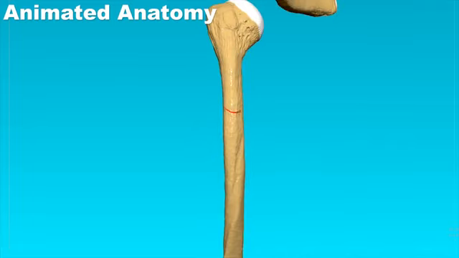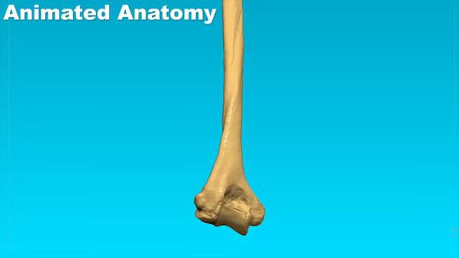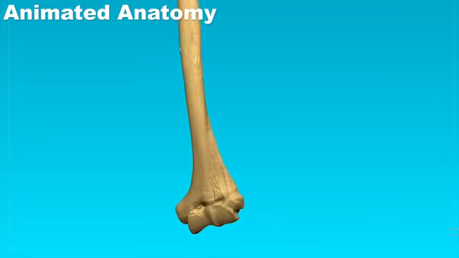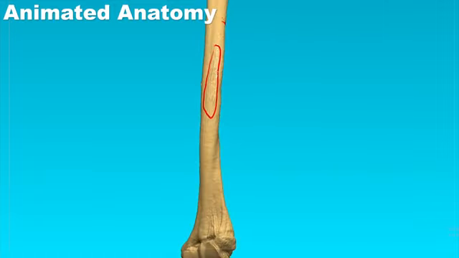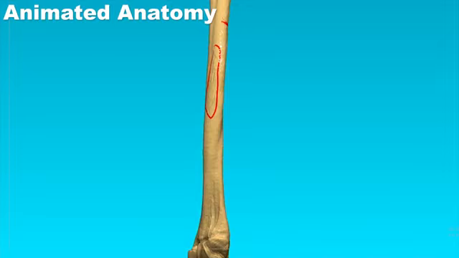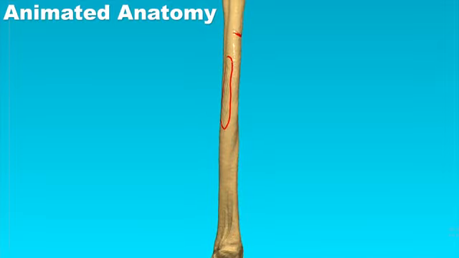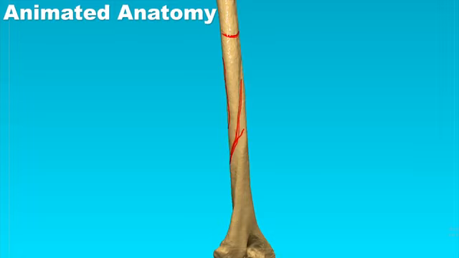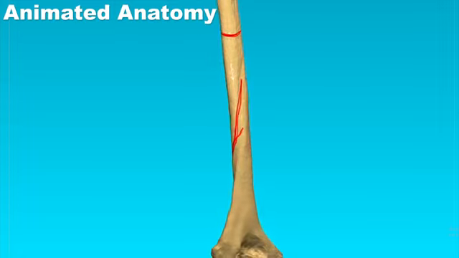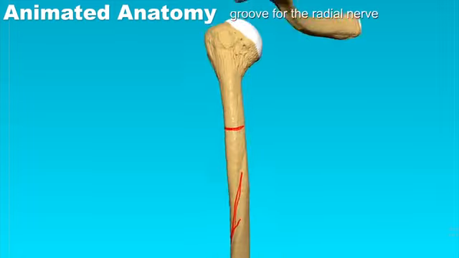Here it is quite cylindrical, and at the lower portion it is somewhat flat. This here is the deltoid tuberosity for the deltoid muscle, and the deltoid tuberosity is bordered by this groove here. That groove is the groove for the radial nerve.